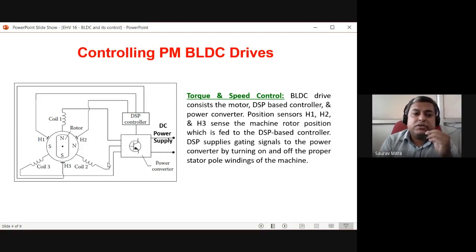In the image they have shown 3 pairs of coils. This is one pair, coil 2, which is positive, and it goes towards the negative, completing the circuit. This is H1, H2, H3. These are the coils. It says the BLDC drive consists of the motor and a DSP based controller. That is very important, and I will tell you shortly what the DSP based controller is doing. From the DC power supply comes the 6 semiconductor based inverter. The inverter converts DC into AC, and that AC is given to the 3 phases. One is the entering point, another is the exit point. The coils are named H1, H2, H3.